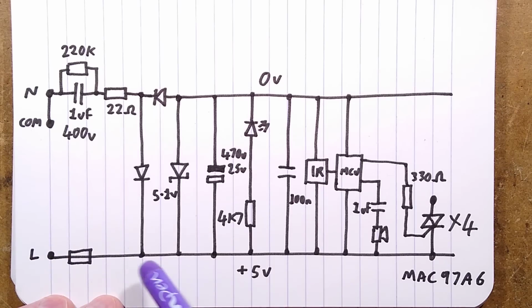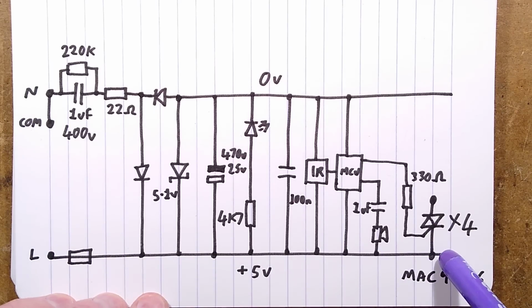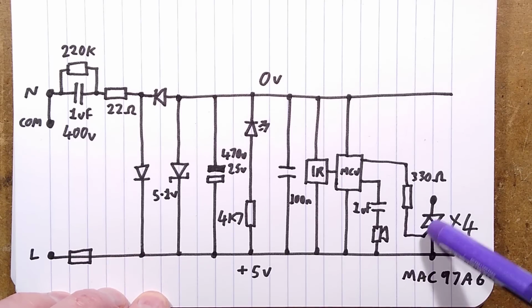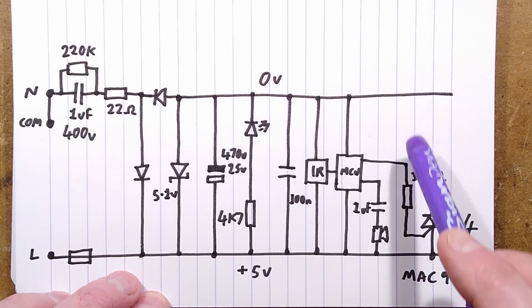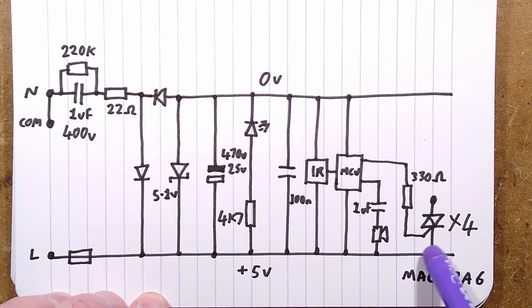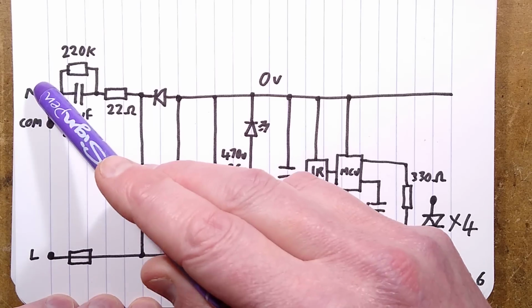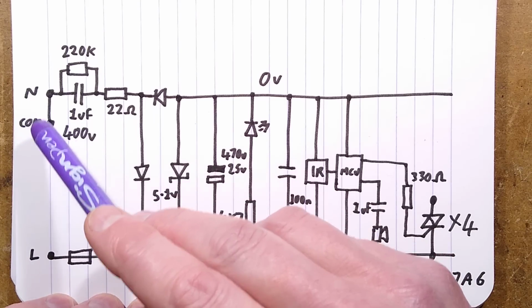And the reason it's a common positive rail is because the triacs are switching to the live here, so they've made that. And also, the triacs are more sensitive to being switched negative than positive, so that's why they've done it this way. So here's what we've got. We've got the neutral and the common for all the motors.